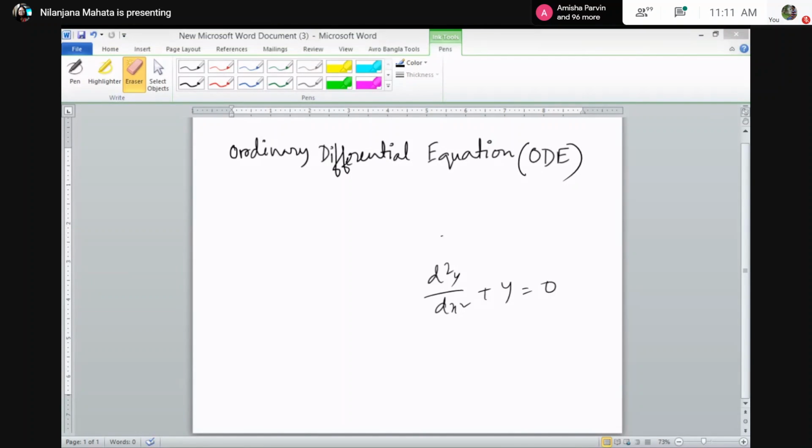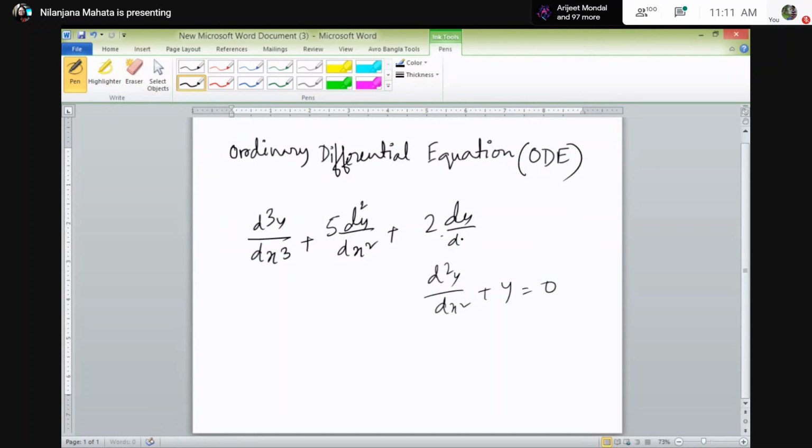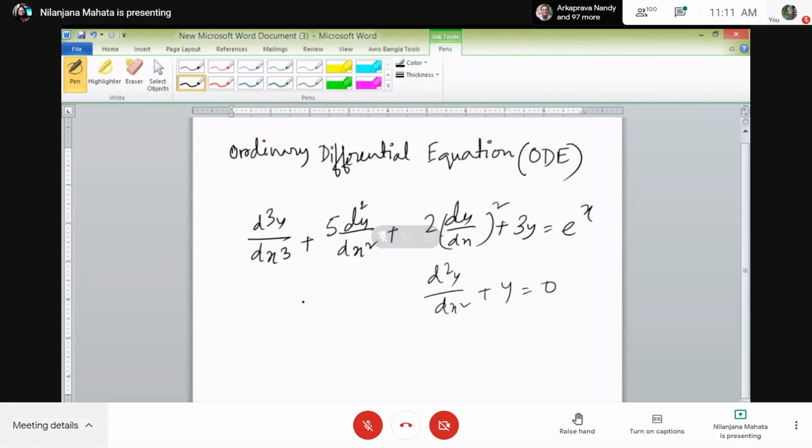And you know the order and the degree of differential equations, I know you have gone through this, right? What will be the order and degree of the differential equation? Suppose I write this. This is an ordinary differential equation. Your dependent variable is y, your independent variable is x. And what is the order of this differential equation, you know? What is the order? Three. And what will be the degree? One. Right.